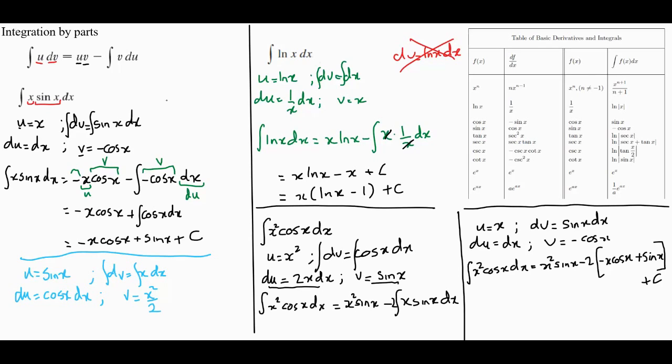Now, remember, you're always looking at the integral at the end, the integral of v du. So just for the sake of argument, let us go ahead with the integration and see what happens. So uv is going to be x squared over 2 sine x, that is not a problem, minus the integral of v du. So v is x squared over 2, and du is cos x dx.